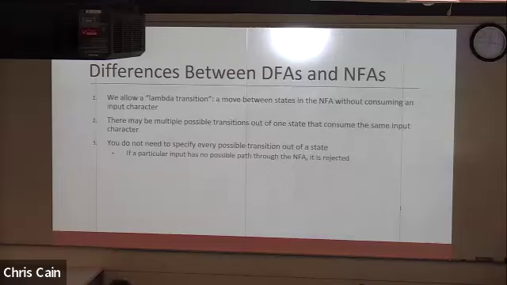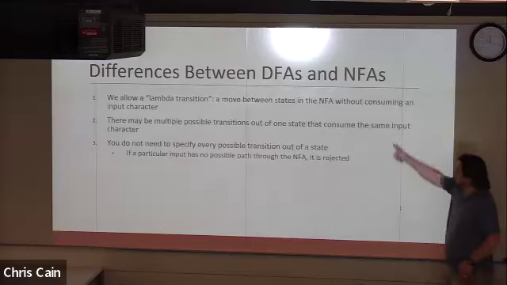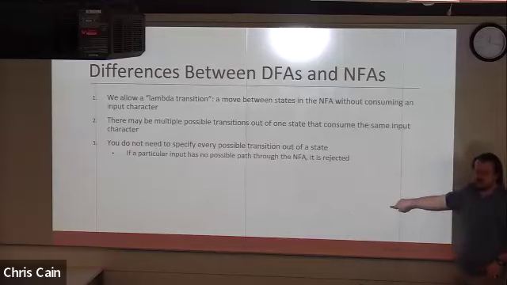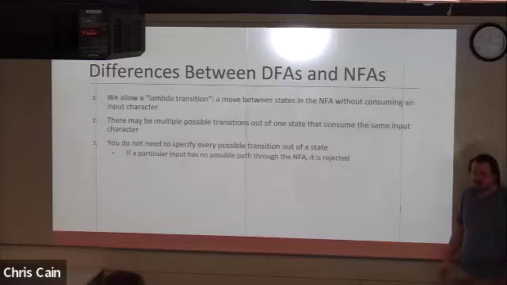We also don't have to specify every possible transition out of a state. In a DFA, we had this concept of a trap state, where the goal of that trap state was just to say, once you go here, there is no way out. We don't need to specify that in an NFA. If you run into a dead end, where you want to consume an A but there's no possible way to get out of this state consuming an A, there's no outgoing transition. That's okay. We just automatically reject.